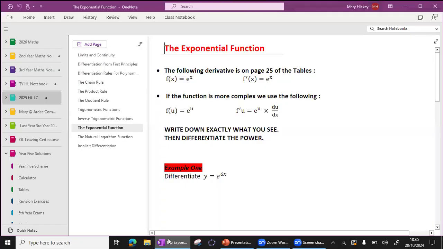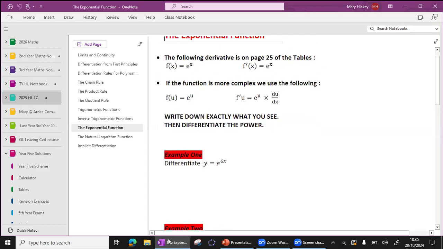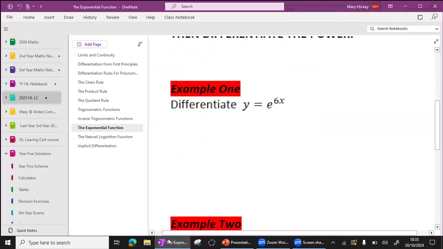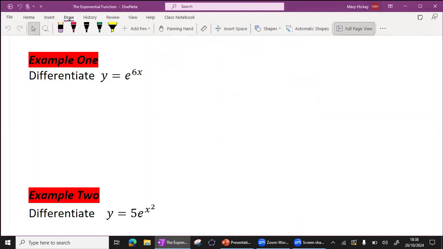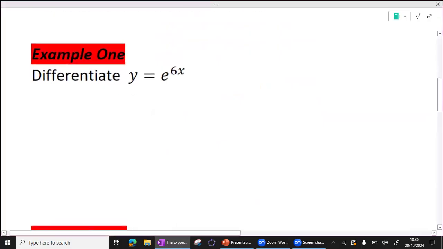Okay, so we're going to have a look at how we differentiate an exponential function. So here we have y is equal to e to the power of 6x. Now, if you're looking at page 25 of your log tables, you'll notice that when you differentiate e to the power of x, you actually get e to the power of x.